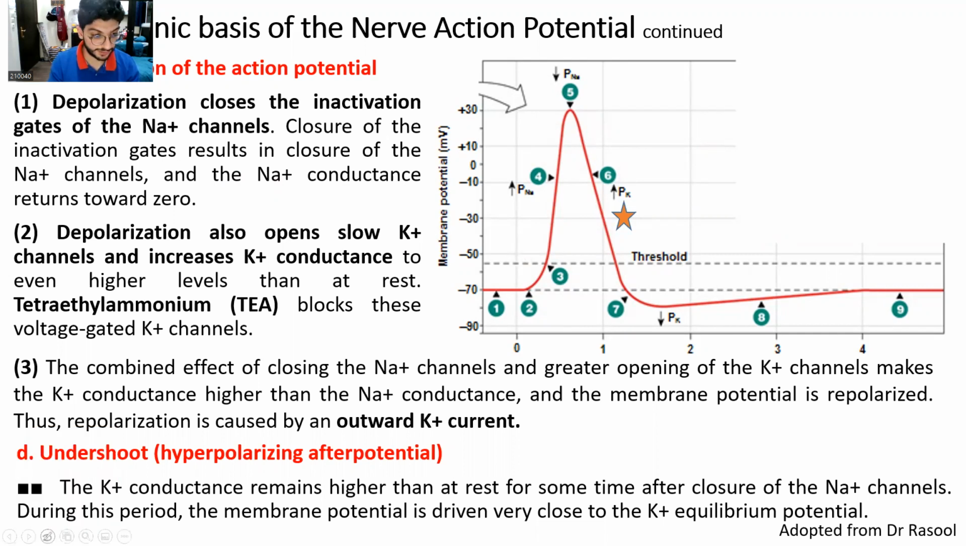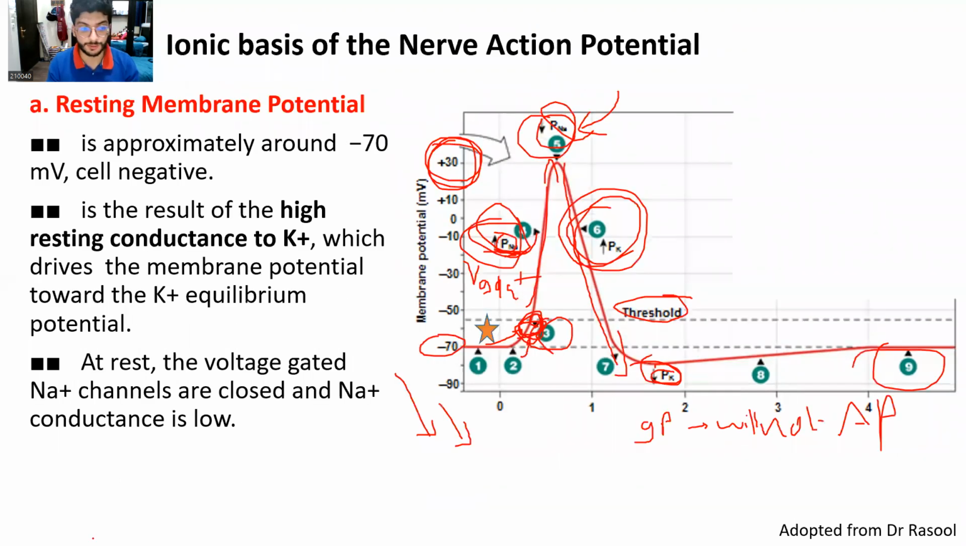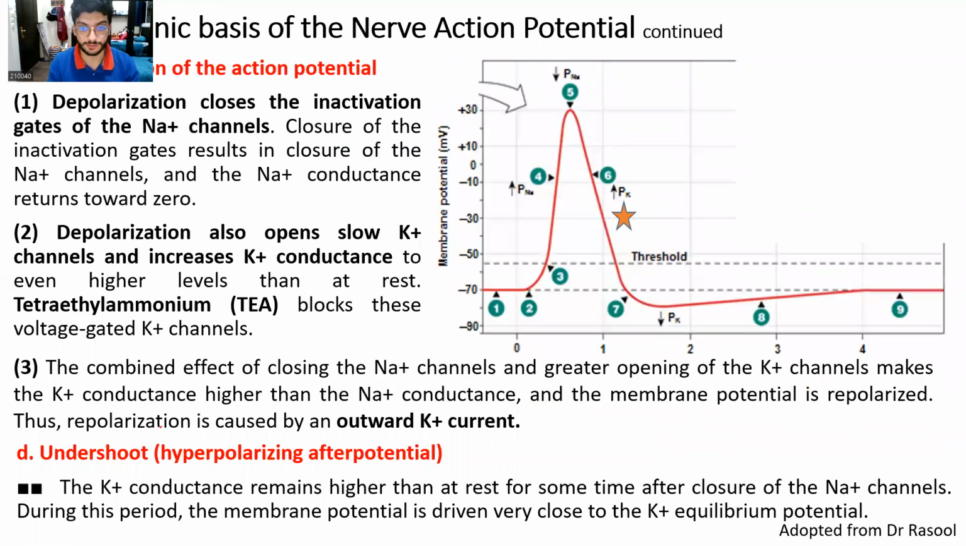How would lidocaine affect the graph? Lidocaine will not allow the graph to happen. So a graded potential will reach here and go down. It will not trigger an action potential. This is what lidocaine does. I think I went to the previous slide.